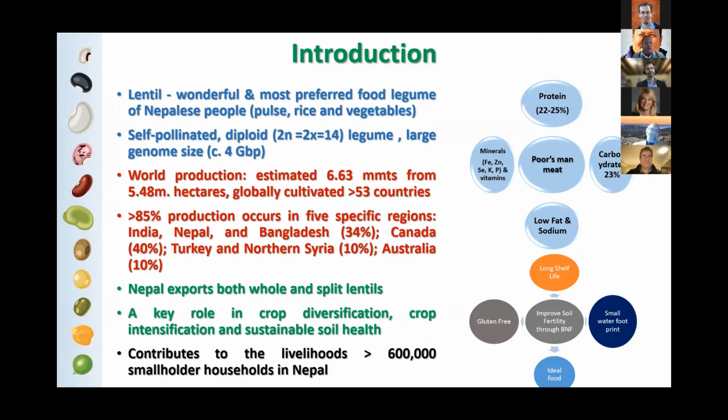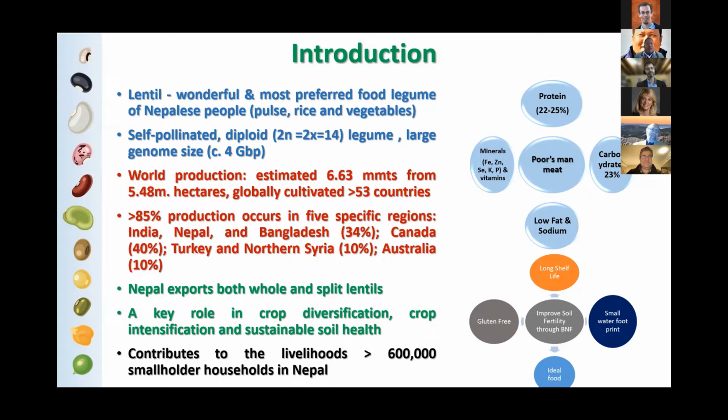If you look at the global production, it was estimated at about 6.63 million metric tons from 5.48 million hectares. Globally, it's cultivated in more than 53 countries. And more than 85% of production occurs in 5 specific regions: India, Nepal, and Bangladesh 34%, Canada 40%, Turkey and Northern Australia 10%, Australia 10%.